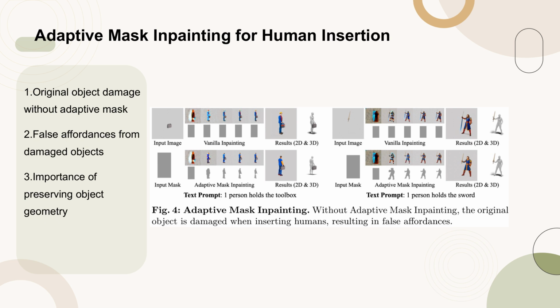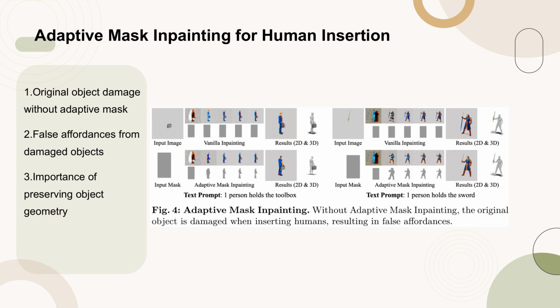This damage results from the in-painting process, where the object's details within the mask region are not preserved, causing significant distortions. The adaptive mask and painting method progressively specifies the in-painting region over diffusion time steps, ensuring that the object's geometry and details are maintained, thereby preventing the creation of misleading affordances.